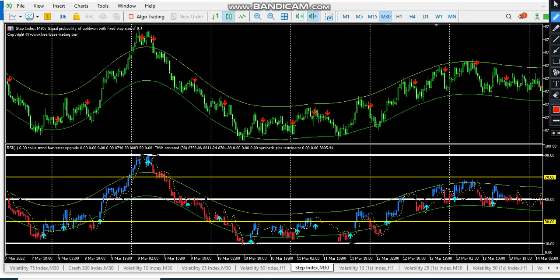Let me just show you some before I close this video. There was a breakout above here. It gave a double top and a sell signal to ride down, and you can see it went straight down to 10. Straight down to 10.